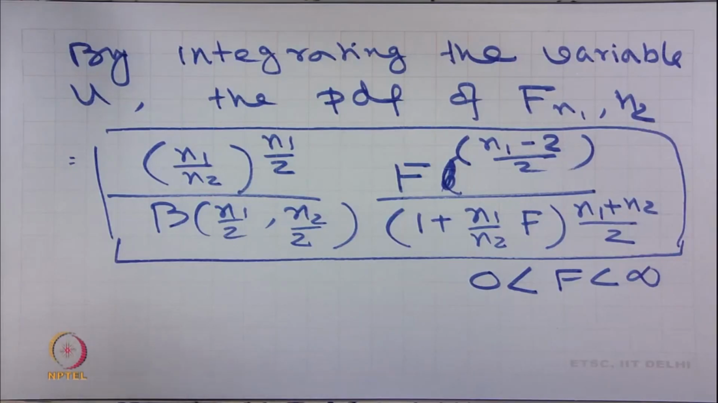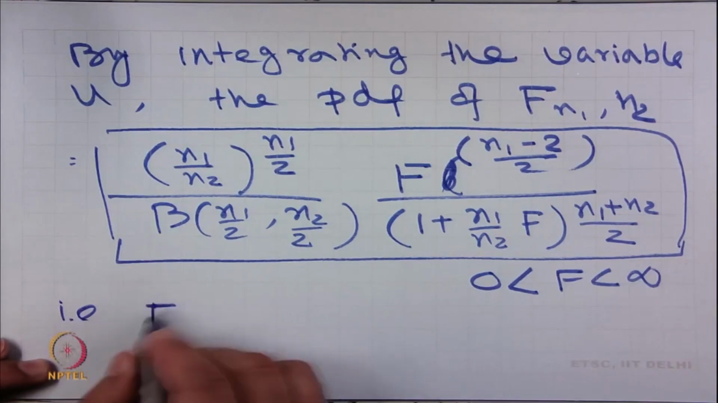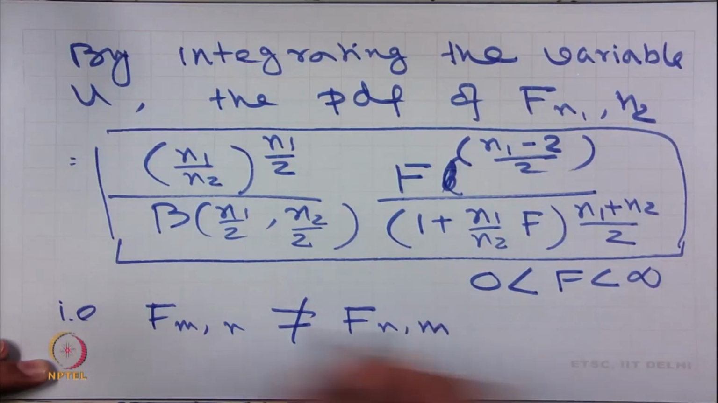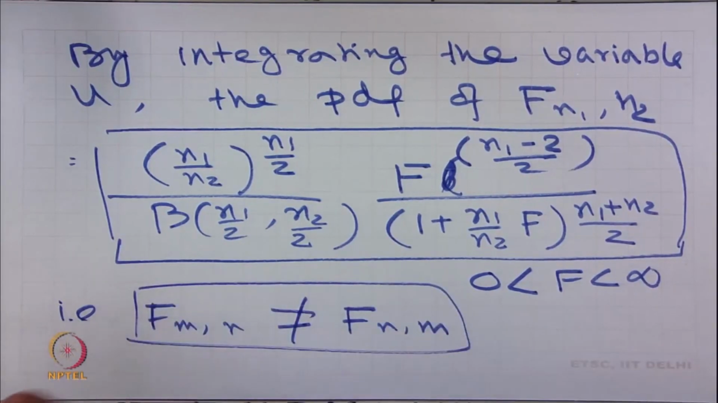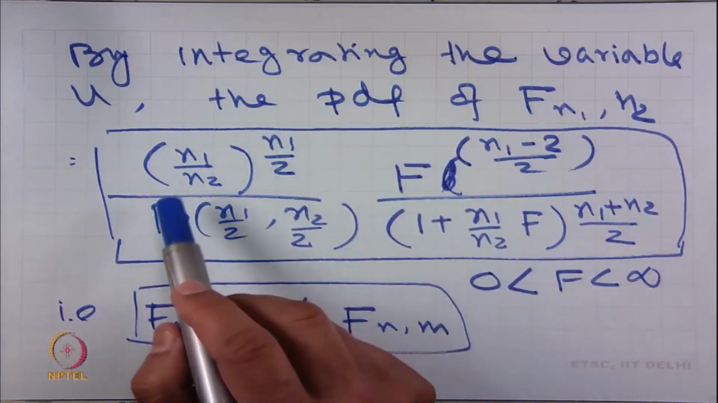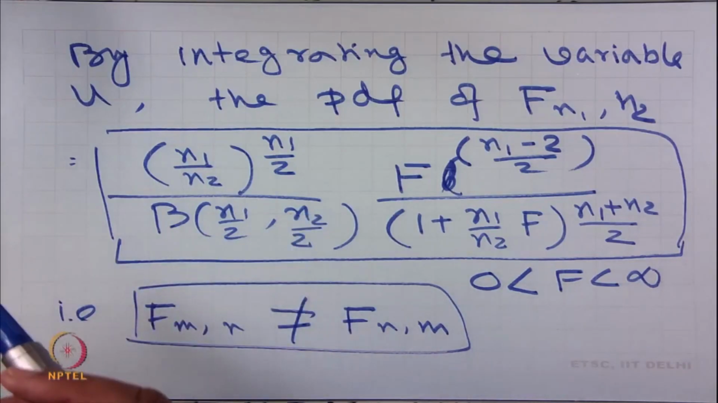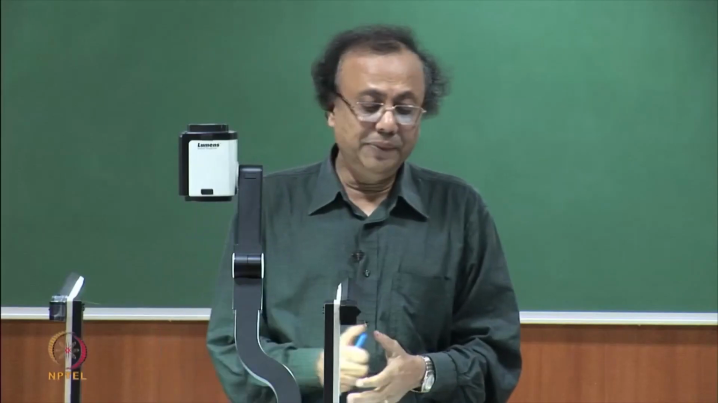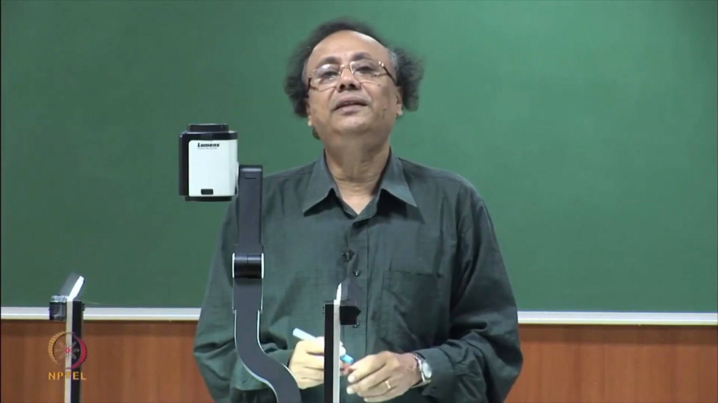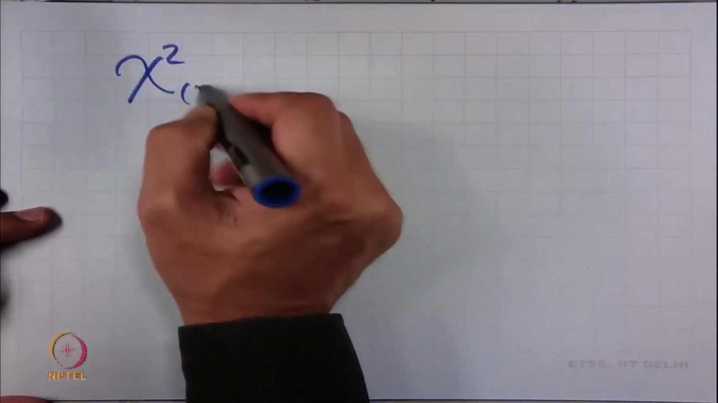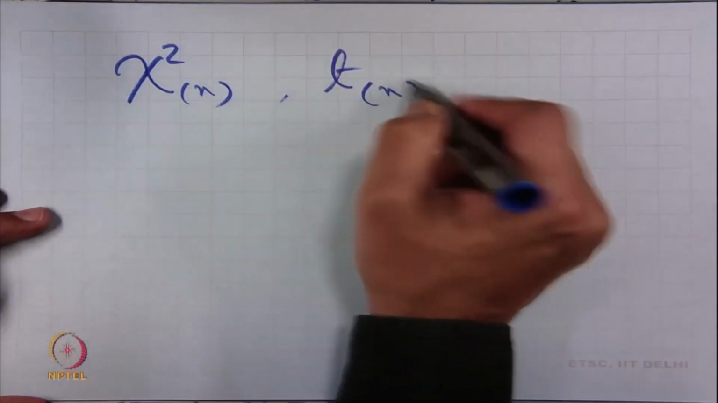Note that the order of the two constants n1 and n2 is very important. That is, F of m, n is not equal to F of n, m, because F is the ratio of two chi-squared. So, depending upon the chi-square in the numerator and the chi-square in the denominator, the PDF of these will change. Now, you may ask me, why do we need these variates, namely chi-square, T and F.